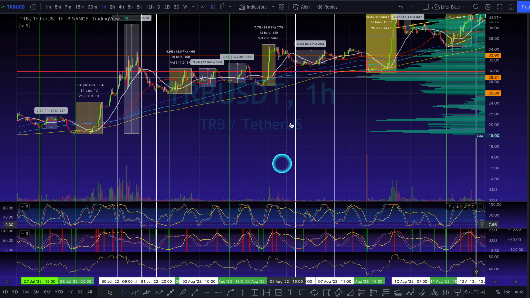You could have got in right here, which would have been right there, but then you would have still dipped quite a bit. If you wait for it to get here, stochastic comes down, then you get more of a move, like something like 8%. But we didn't really have the stochastic all the way down. So you get another little oscillation.